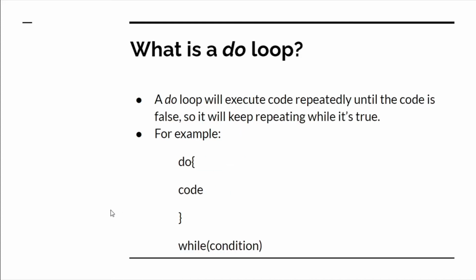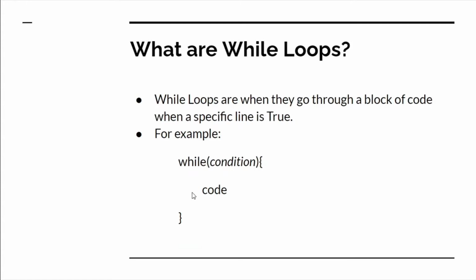So there's another loop called a do loop. A do loop will execute code repeatedly until the condition is false. So it will keep repeating while it's true. As it keeps repeating, meaning it's true, and when it hits a certain limit, meaning it's going to be false, the program will stop right there. So these are the two loops that we're going to be going through.